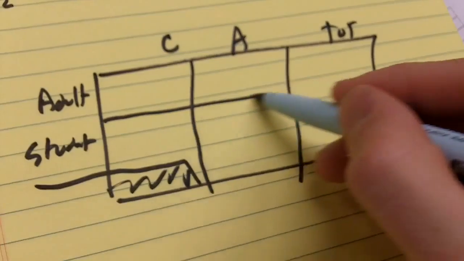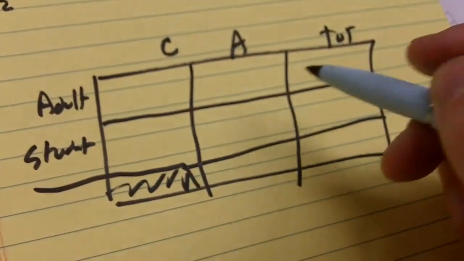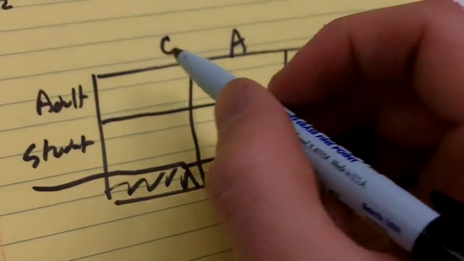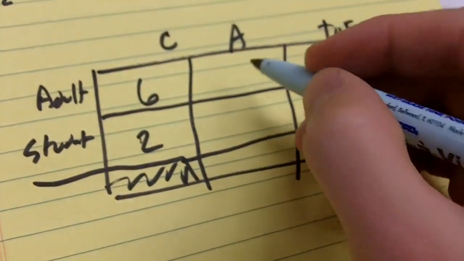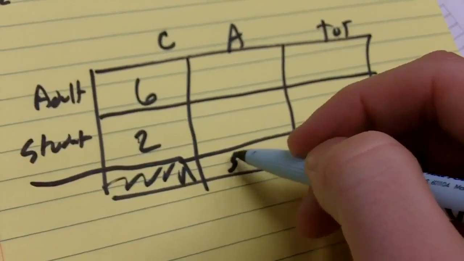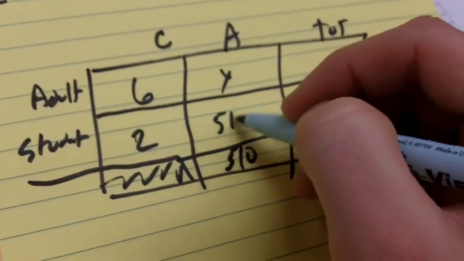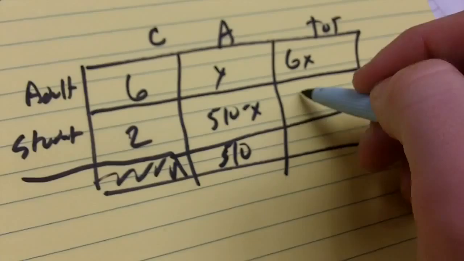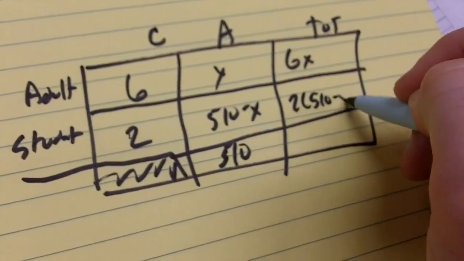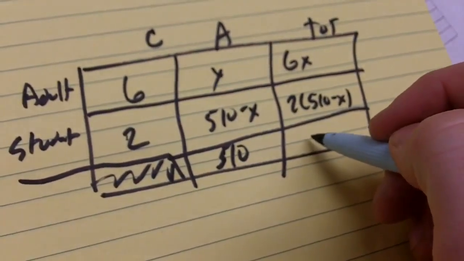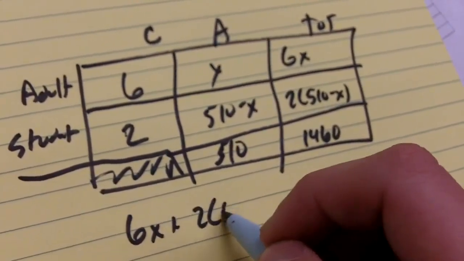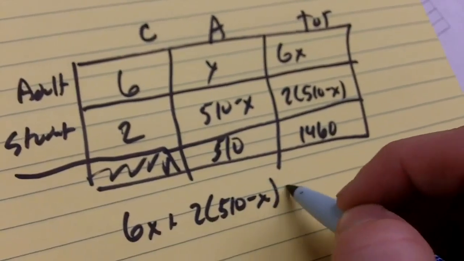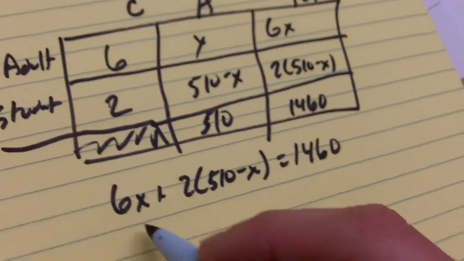I need costs, I need amounts, and I need totals. The cost of adult tickets is $6, student tickets are $2. Amount, this is 510 total, so this is x, and this is 510 minus x. Total, 6x, 2 times 510 minus x, and the total here is 1460. I can solve this problem. I do 6x plus 2 times 510 minus x equals 1460.